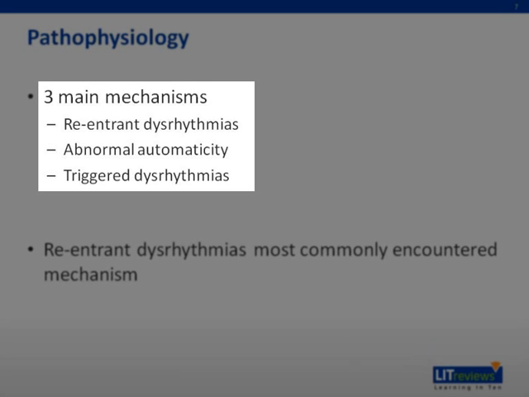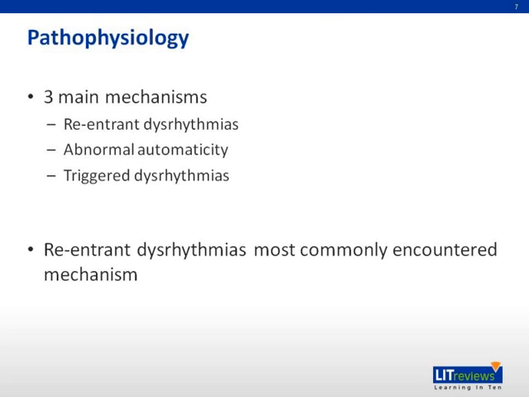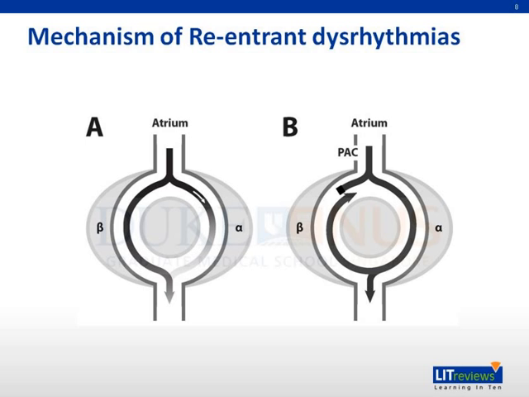The basic mechanism of SVTs fall into three main categories, namely re-entrant dysrhythmias, abnormal automaticity, and triggered dysrhythmias. Of these three, re-entry is by far the most common encountered mechanism. This slide demonstrates the mechanism of re-entrant dysrhythmias. For a re-entrant circuit to propagate, there must be two functional or anatomic pathways that differ in their speed of conduction of impulses and the speed of recovery.